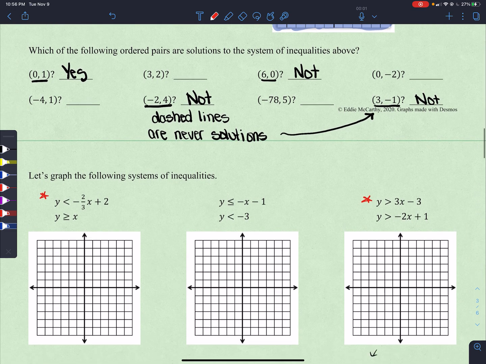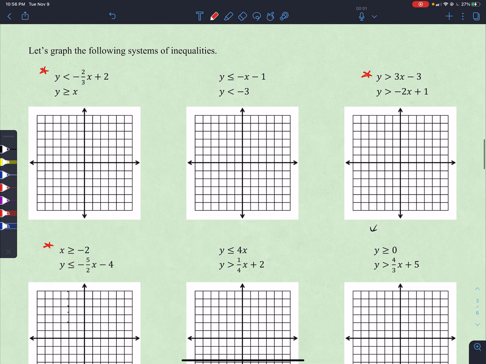All right. Now, let's go on to graphing some systems of inequalities. So when we are graphing them, first off, make sure they are in slope-intercept form, y equals mx plus b. Okay. Once they are in slope-intercept form, then we can graph them. However, we'll need to know if it's a solid line or a dashed line, and whether we're going to shade above or below.